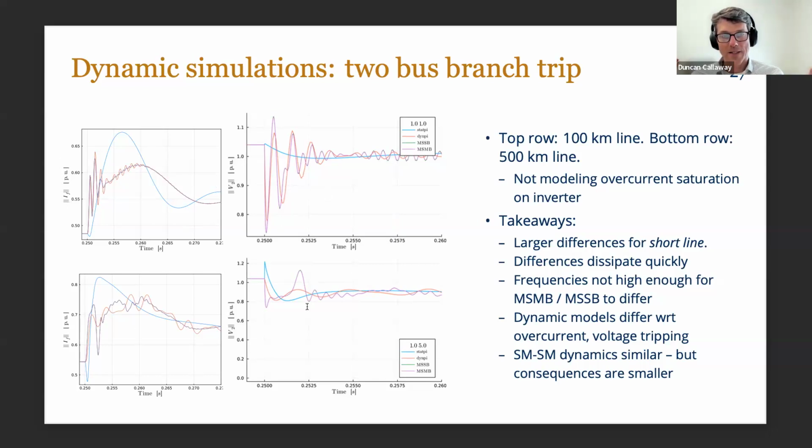And then on the y-axis in the second column of plots, we're looking at the voltage magnitude at the bus that the grid forming inverter is connected to. The blue line is the algebraic case, and the red, green and purple lines, which are on top of each other so you can't see them, are the dynamic line models. The dynamic pi is the red, the multi-segment models are purple, and there's a green sitting underneath it.